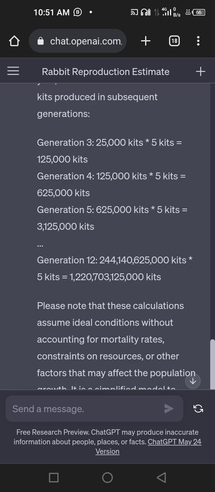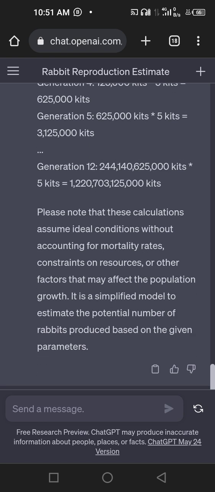Now, the conclusion of what ChatGPT said is, please note that these calculations assume ideal conditions without accounting for mortality rates, constraints on resources, or other factors that may affect the population growth. It is a simplified model to estimate the potential number of rabbits produced based on the given parameters. So here you have it. It's amazing what you can actually achieve with rabbitry.